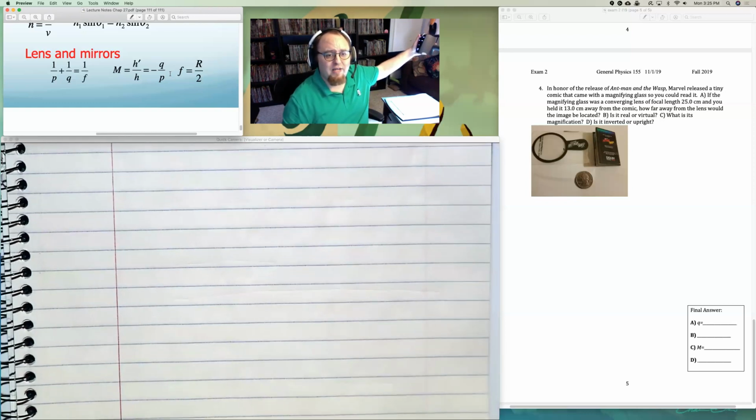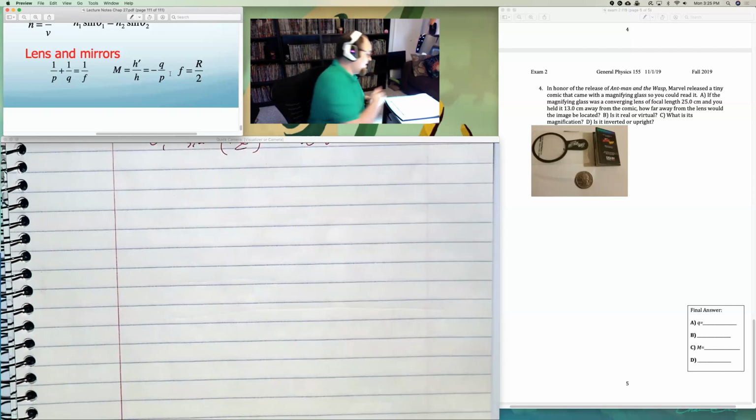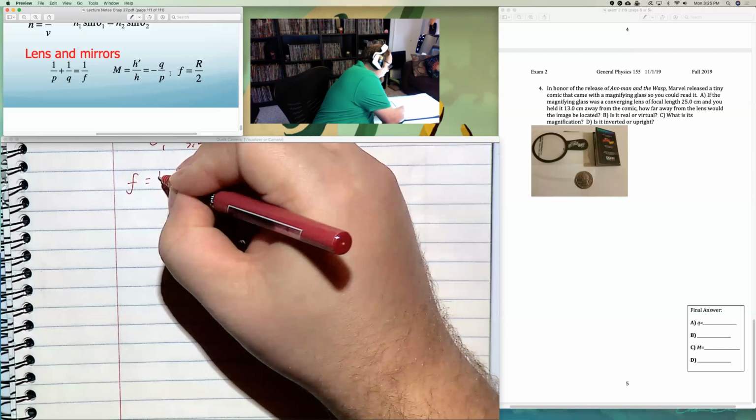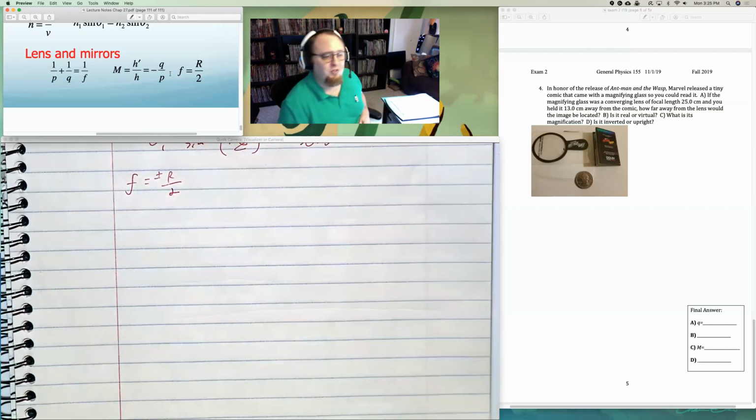For a mirror, the focal length is, and I should really fix that equation, the focal length for a mirror is plus or minus R over 2. It's not just R over 2. For a converging mirror, it's R over 2. For a diverging mirror, it's negative R over 2. Know which mirrors are converging or which are diverging. A converging mirror is a concave mirror. A diverging mirror is a convex mirror. Just know that stuff. Also know when to make any of the terms positive or negative.